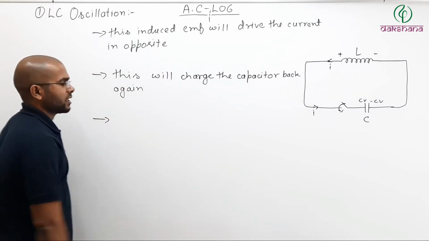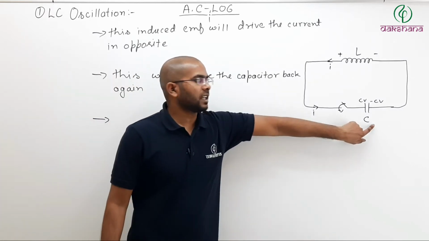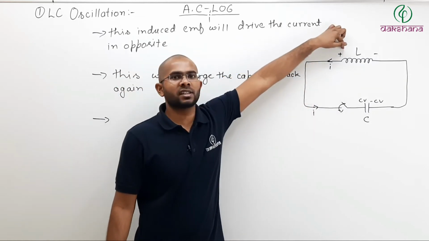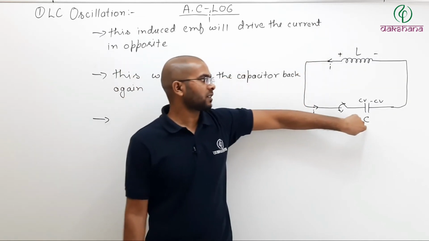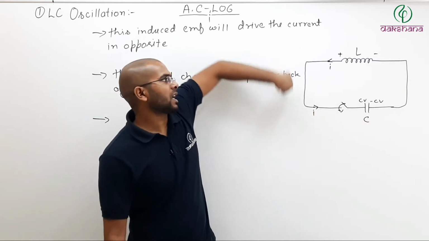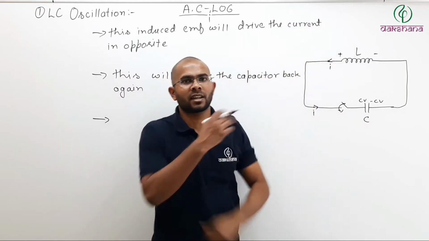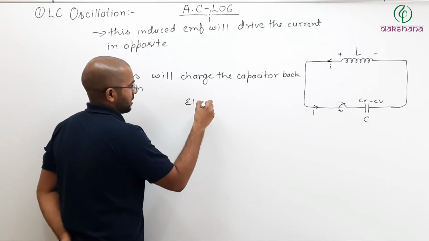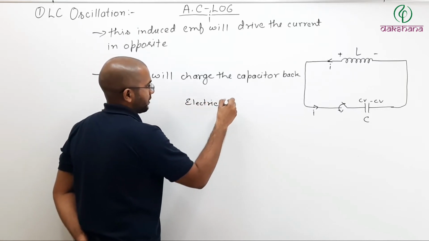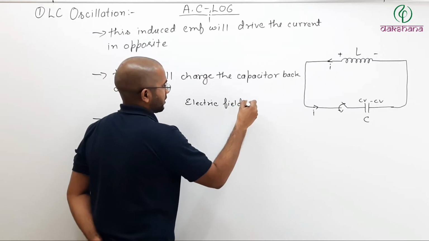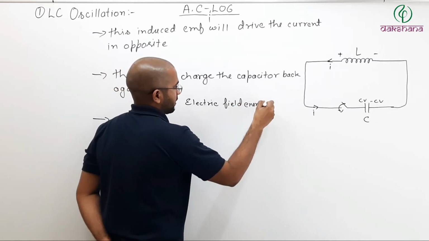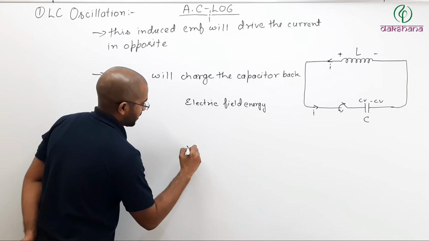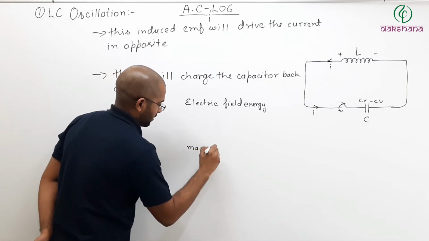So what can I say here? Electric field energy was transferred to the magnetic field energy. Magnetic field energy is transferred back to the electric field energy. Again like this, again like this. This keeps on happening. So you can write it like this: electric field energy, and let us write here magnetic field energy.